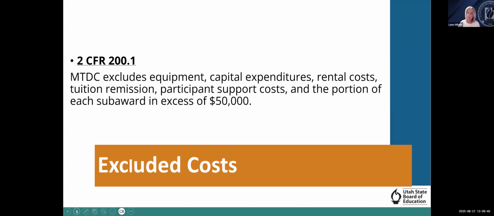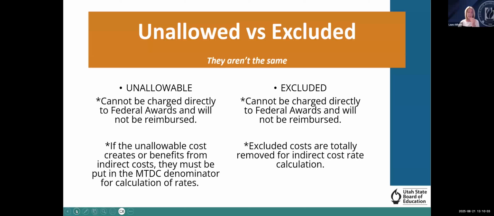So, excluded costs from the modified total direct cost base. Again, these are considered distorting costs. Like, you have a project that lasts just for a short period of time, and it would explode that direct cost pool. So we exclude those distorting costs. When we talk about the difference between unallowed and excluded, they sound the same, but they're not. The similarity is that neither of them can be charged directly to a federal program. However, an unallowable cost can be used in calculation of your rates by us.